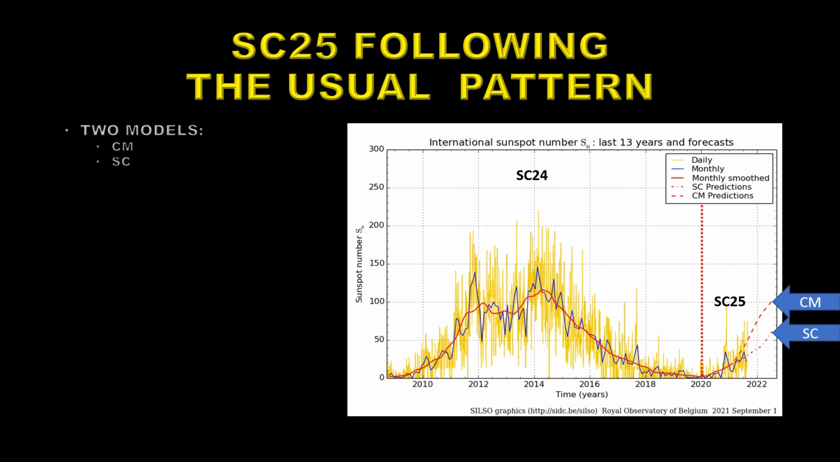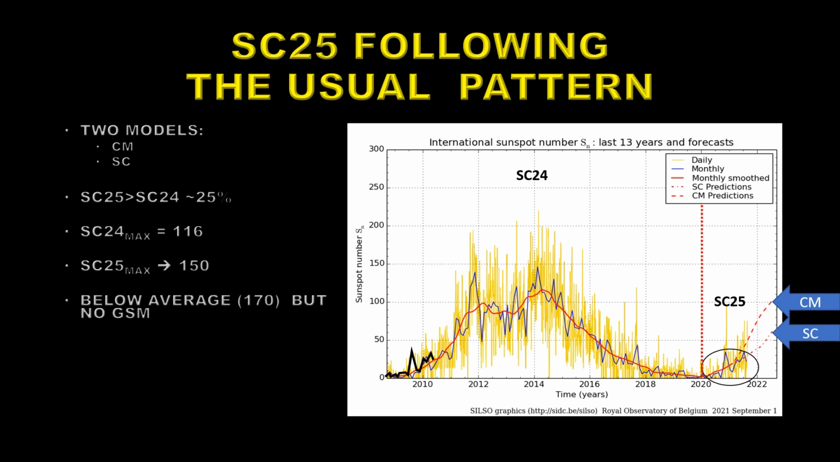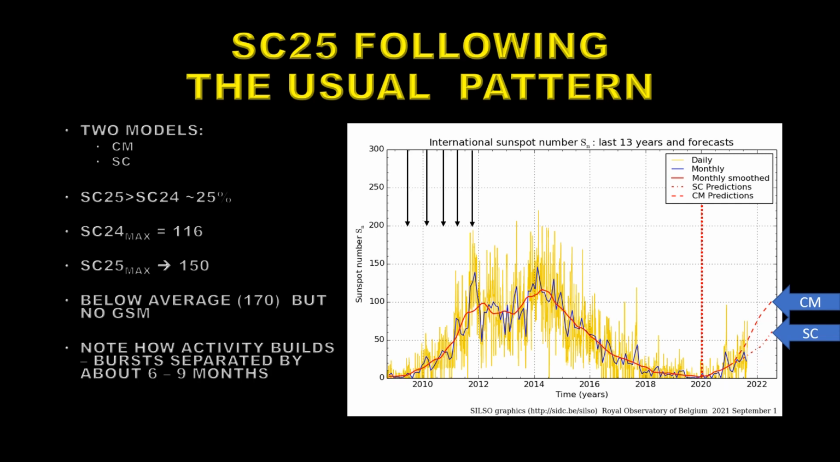How does this compare with the beginning of solar cycle 24? I'll overlay the equivalent time on solar cycle 24, and you can see that solar cycle 25 is outperforming solar cycle 24 by about 25% or so. As the maximum of solar cycle 24 was 116, if that trend continues, it would put solar cycle 25 at about 150. Now that is below average. The average is about 170, but it certainly does mean there will be no grand solar minimum that people keep on going on about.